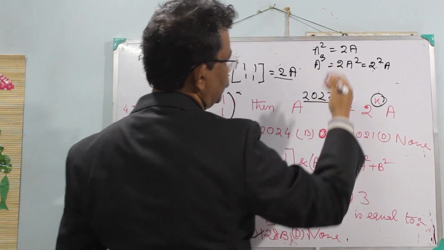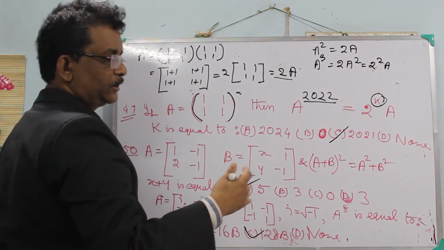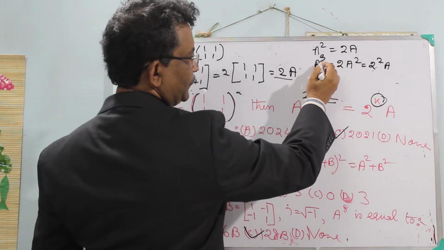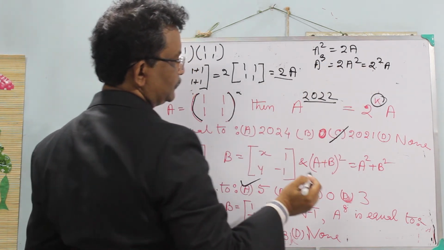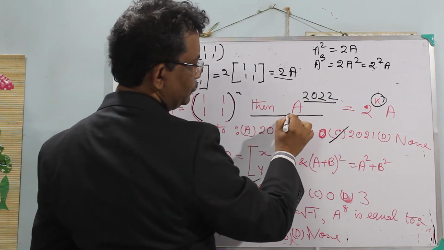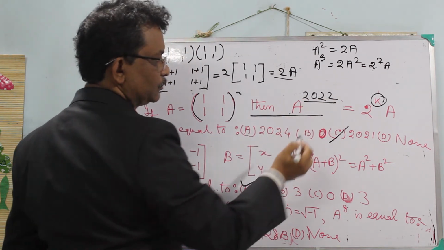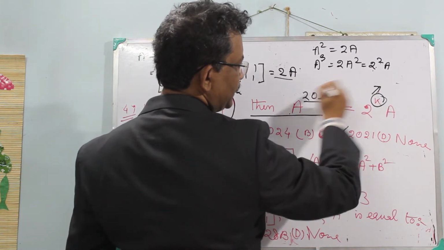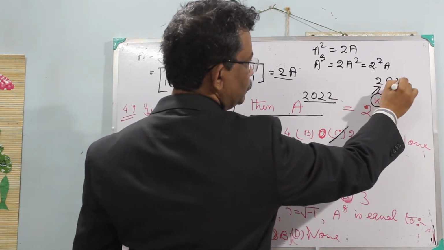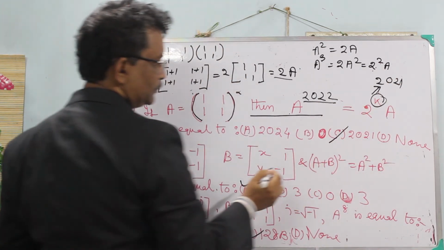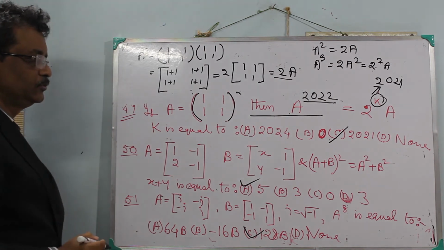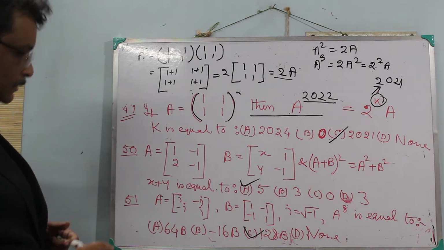So you see, the power of 2 is 1 less than the power of A, and A will come. If you go on in this way, the power of 2 would be 1 less than the power of A. Now we have to find A to the power 2022, so the power of 2, k, is 1 less: 2021, and A will come. So the correct answer is C, k is 2021.